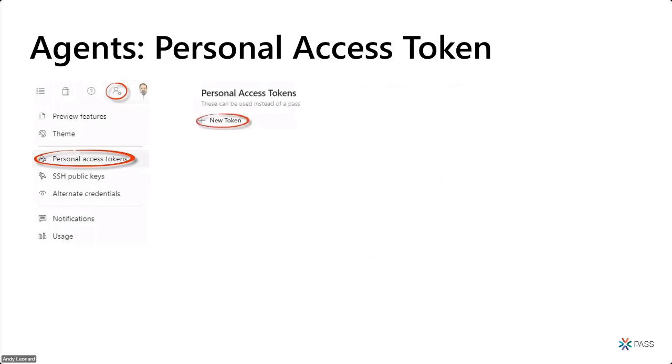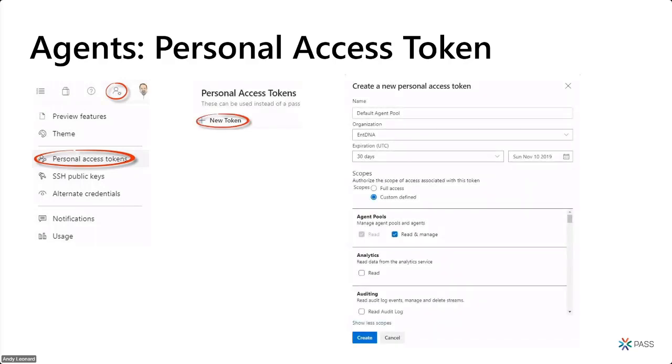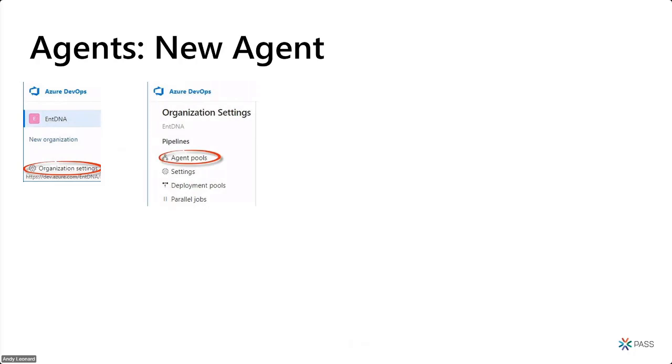You click a new token, and after you click on it, a new blade comes out. In that article, it tells you there's a couple of permissions you need to add here. They're not all on the screen, I can promise you that. I need a better screenshot of that, and I know better. Once you've done that, you can go into organization settings and look at the agent pools.